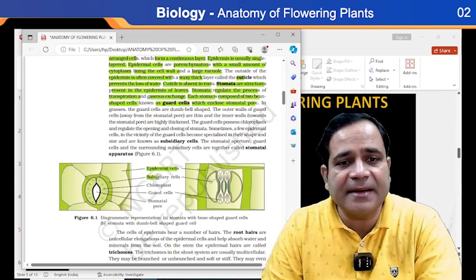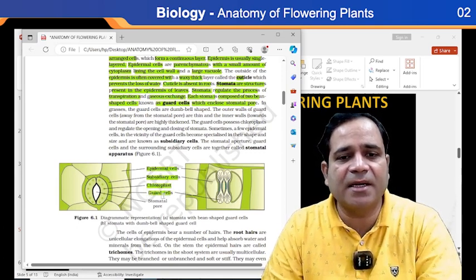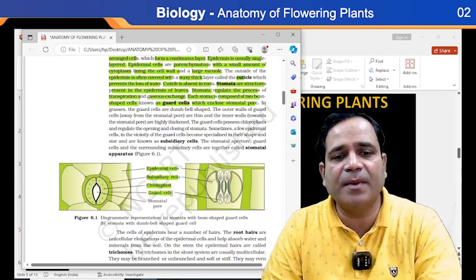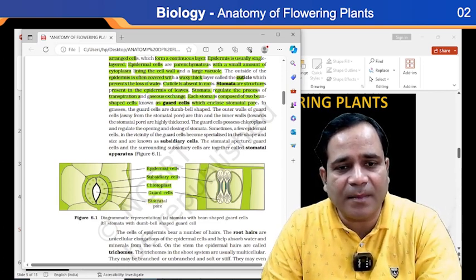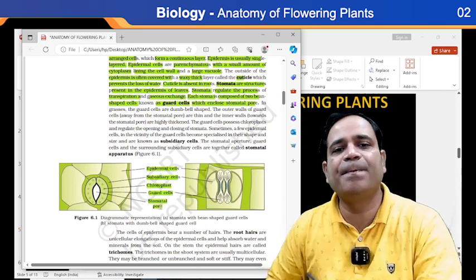The subsidiary cell. See, this one is the subsidiary cell. And inside the subsidiary cell, there is what? Chloroplast. See, this one is the chloroplast. This one is the guard cell, which is responsible for what? Opening and closing of a stoma. And this one is a stomatal pore, my dear. Is that clear?